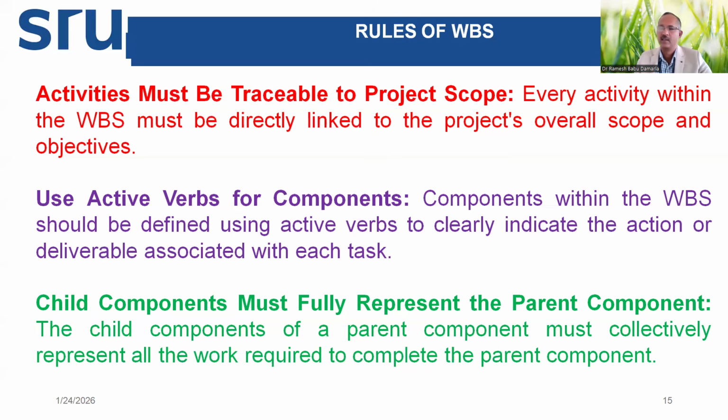Third rule is child components must fully represent the parent component. Means in the diagram, when we go from level 2 to level 3, or level 3 to level 4, the bottom components must fully represent the parent component. If I am writing battery assembly as one sub-assembly, under that, all the components required for the battery must be complete. We should not forget something. So the child components of a parent component must collectively represent all the work required to complete the parent component. So one should be cautious: making it complete means complete.